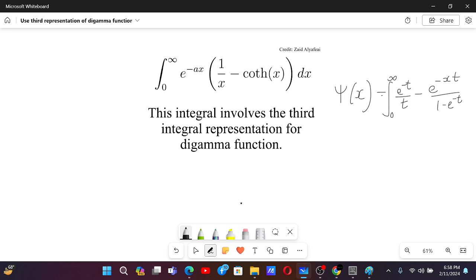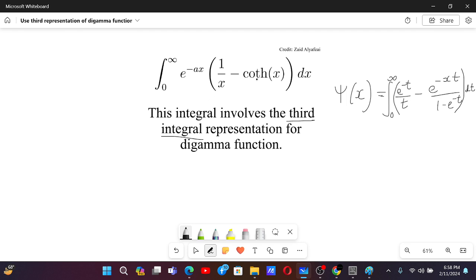Solving this integral using the third integral representation for the digamma function. So this integral over here is what I consider the third representation. Basically there is no such name as third or second. If you want the derivation of this integral representation for the digamma function, you can check the link over here. Okay, so now we have this. Let's begin solving the problem.